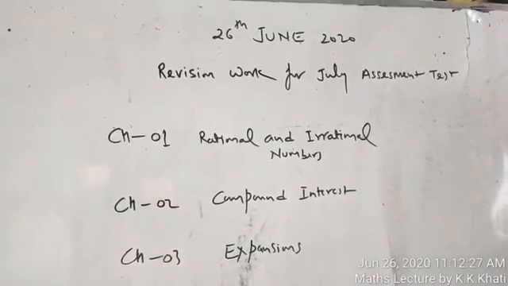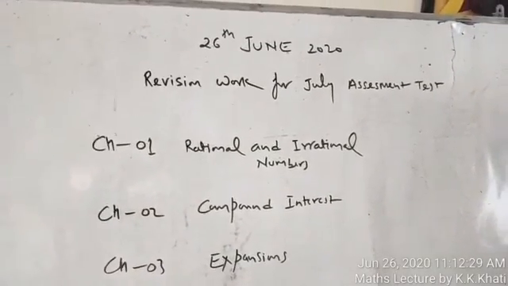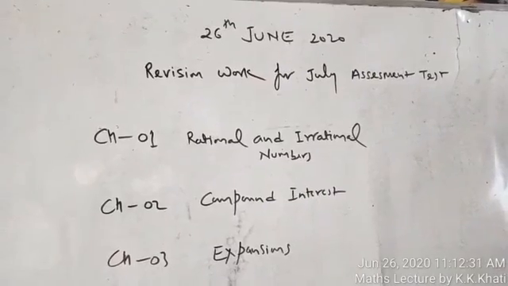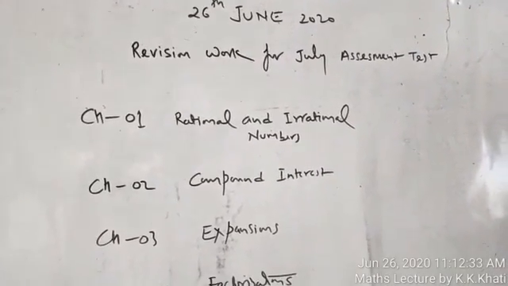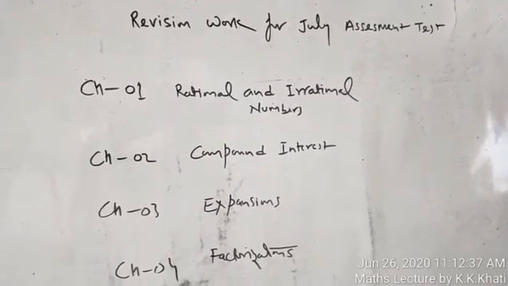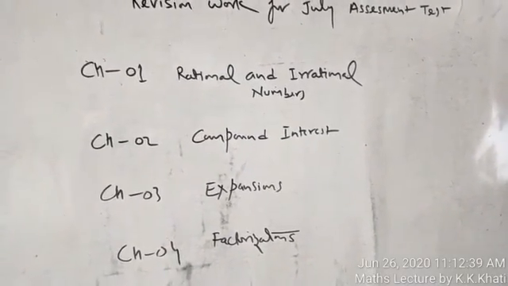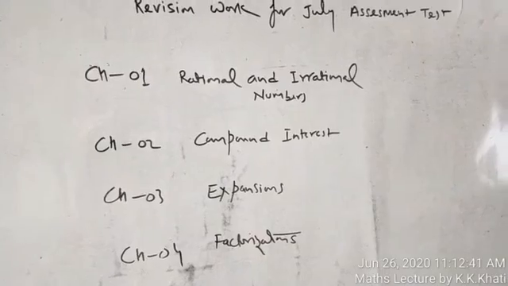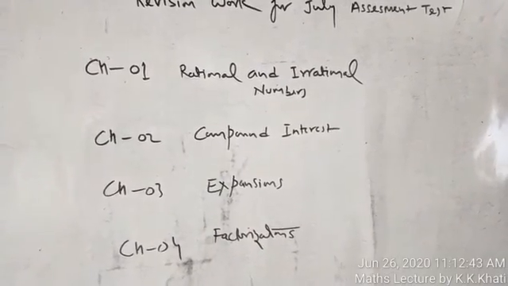Student, this video is for class 9 students. Today we are going to revise the syllabus of the July assessment test. It is chapter number 1, rational and irrational numbers, chapter number 2, compound interest, chapter number 3, expansions, and chapter number 4, factorization. Okay, so these 4 chapters we are going to revise.